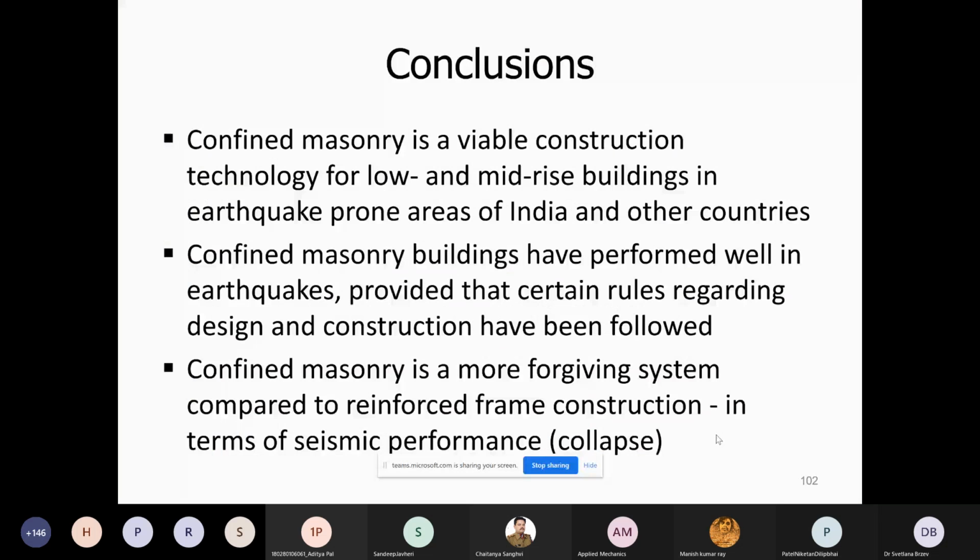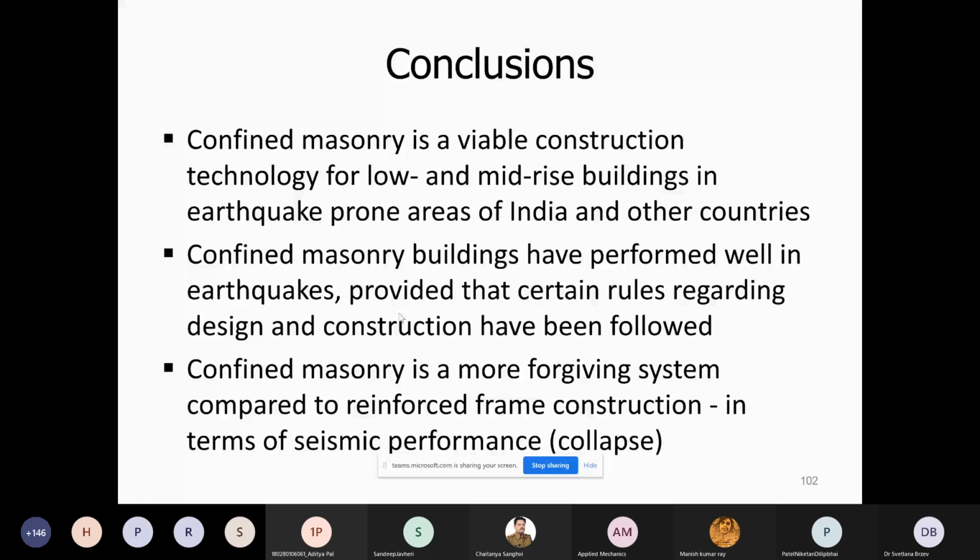Confined masonry buildings have performed well in earthquakes, provided that certain rules regarding design and construction have been followed. And certainly confined masonry is a more forgiving system compared to reinforced concrete frame construction in terms of performance, where collapse is prevented. So damage is not avoided. Damage is expected in major earthquakes, certainly, but collapse is the one that is prevented.